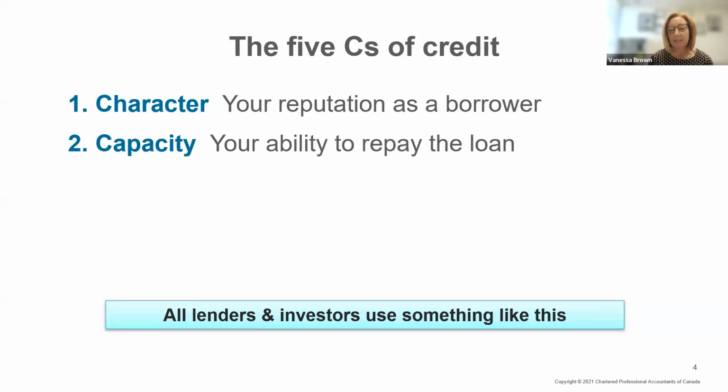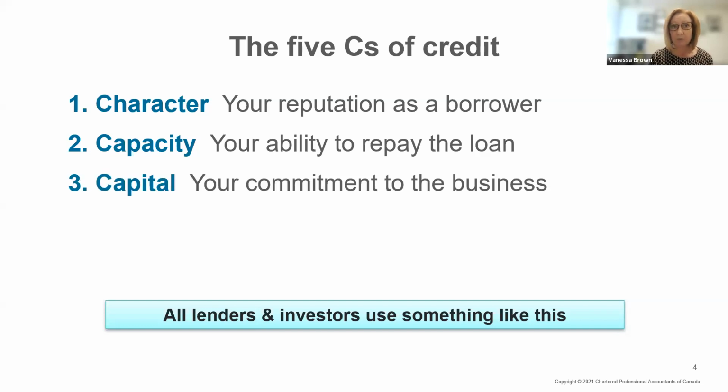They'll look at your capacity. What is your ability to repay the loan? So how profitable is the business? Has it been around for a while? If you are a startup, they will also look at your personal asset base and how that can support the loan.